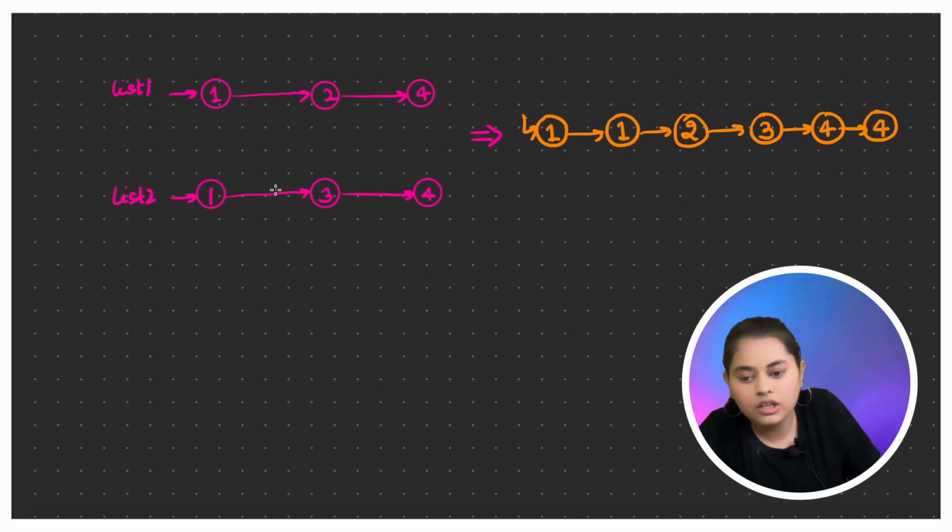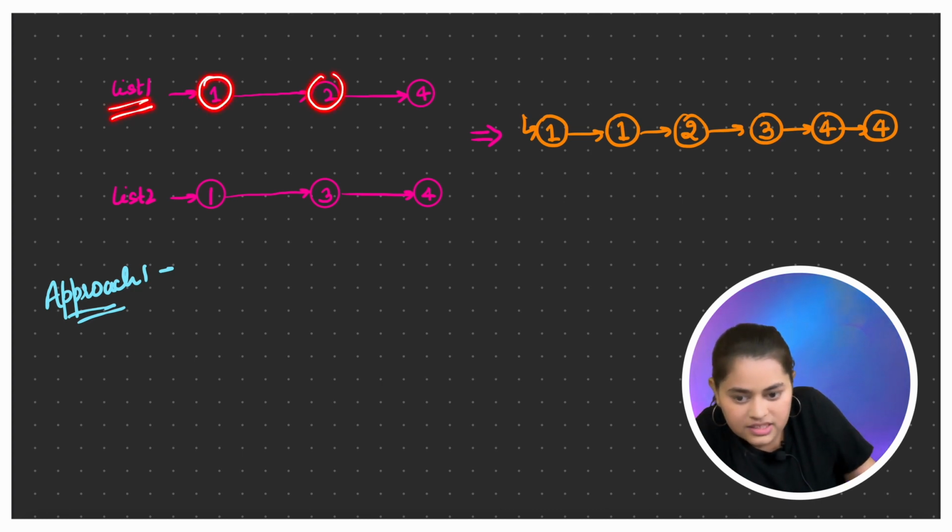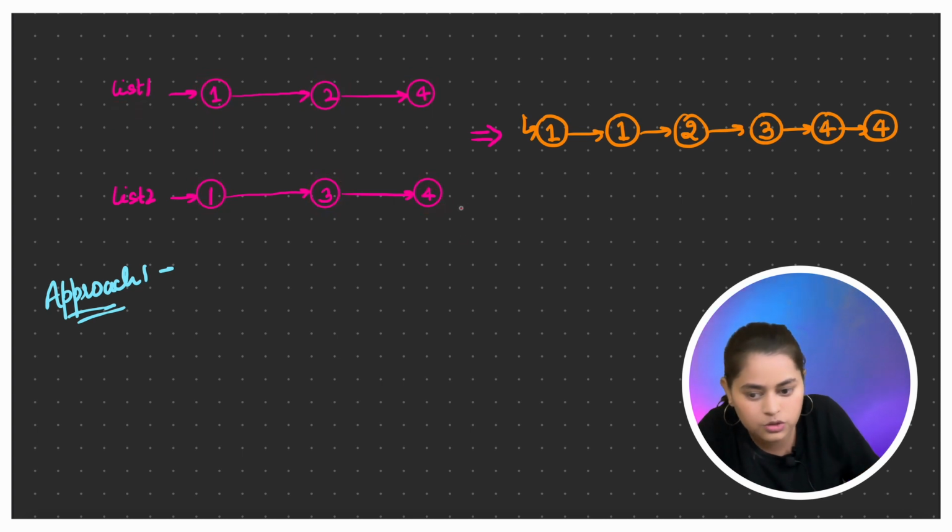A very intuitive approach can be this: we have two lists, and both lists are sorted at their individual level. So what we can do is traverse list 1 and store the elements of list 1 into one list. Then we traverse list 2 and append the elements of list 2 into the same list. So let's see.